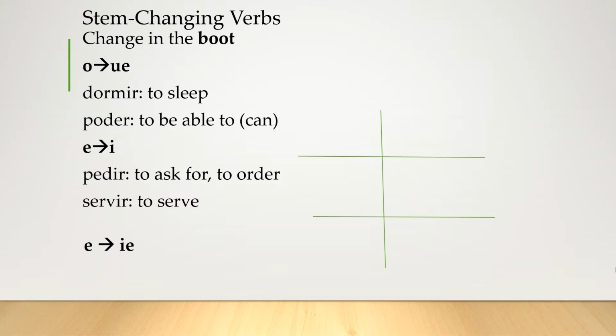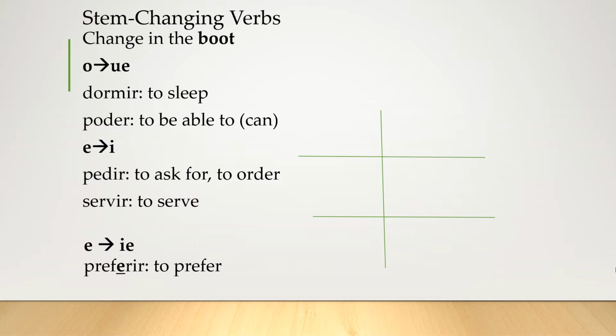O to UE will be easy to remember, but you probably will have to memorize: is this a verb E to I, or is this a verb E to IE? Unfortunately, there's not a great way to remember this other than just studying. So here's your E to I's. Preferir, to prefer. Notice I bolded and underlined the second E.